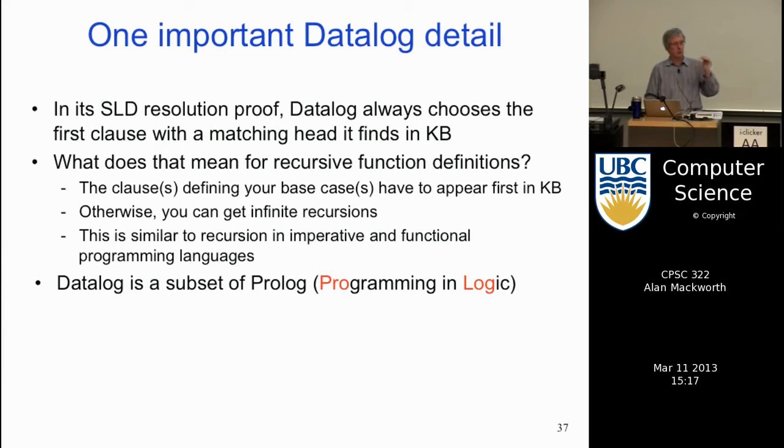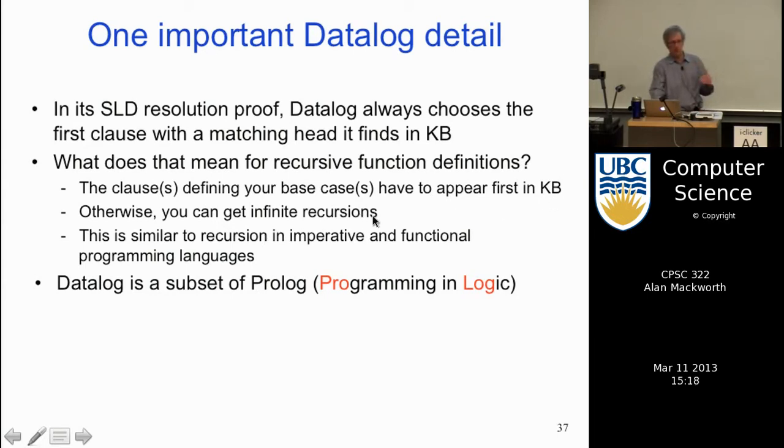And here we're going outside logic, because in logic it doesn't matter what order you put the axioms in. No matter what order they're in, they're an unordered set. And even if you change their order, you should get exactly the same set of theorems proved. It's not the case with Prolog. For efficiency, it'll choose the first clause with the matching head. So that's why you typically put the ground facts first. And for recursive function definitions, the clauses defining your base case have to appear first in the knowledge base. Otherwise, you get infinite recursions.